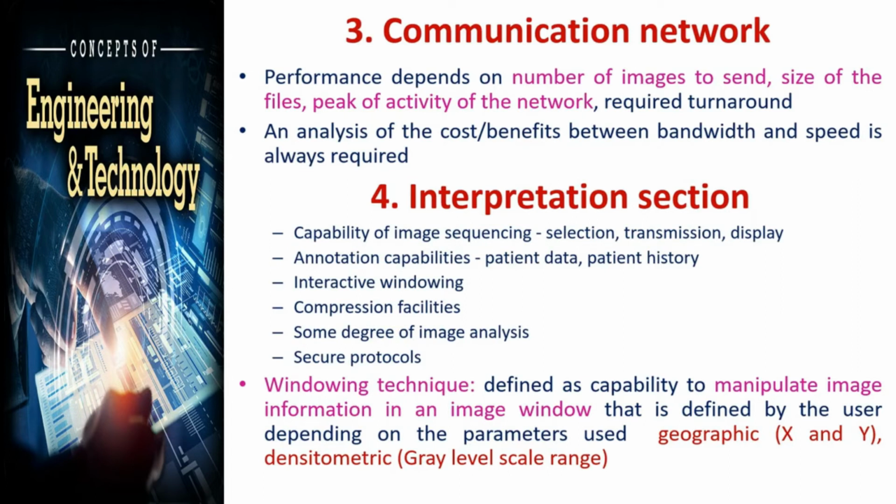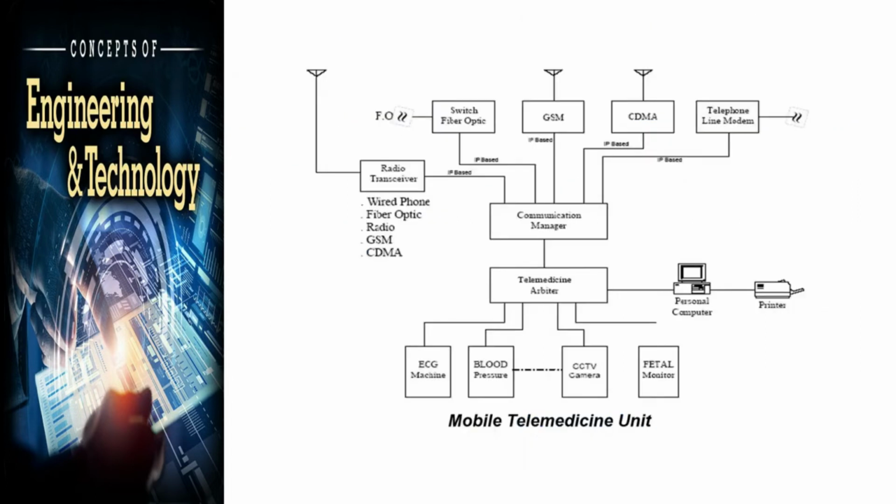Okay, so this is the entire mobile telemedicine unit. You can see the various communication options we have here, starting from the telephone line modem, CDMA technology, and GSM technology, which is commonly used. Everybody is using GSM technology in mobile phones. Then fiber optic cable switch, and we have the radio transceivers also. All of these are connected with the communication manager, which will be integrated with the telemedicine orbiter.